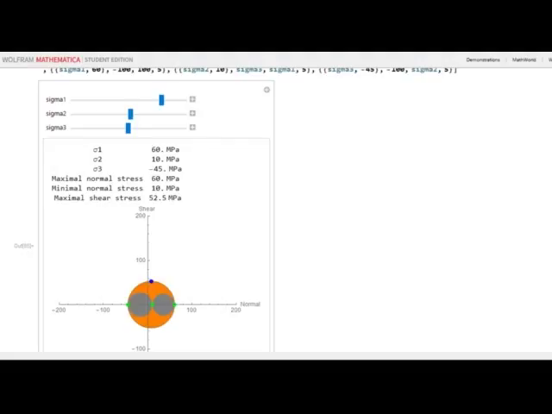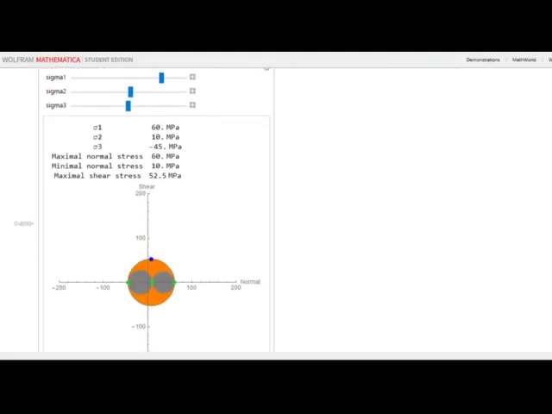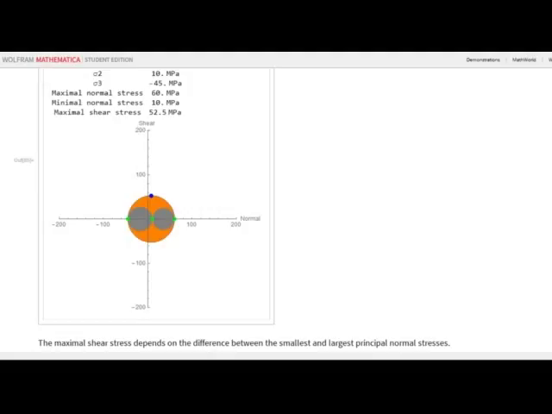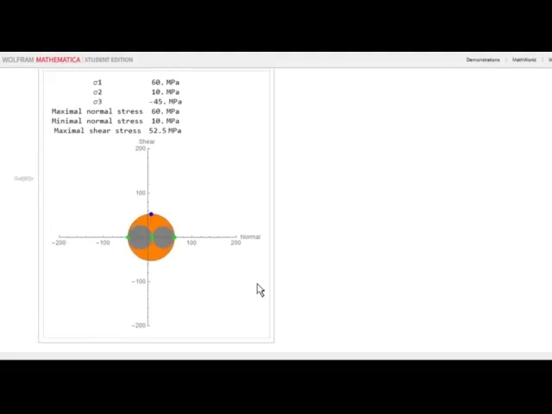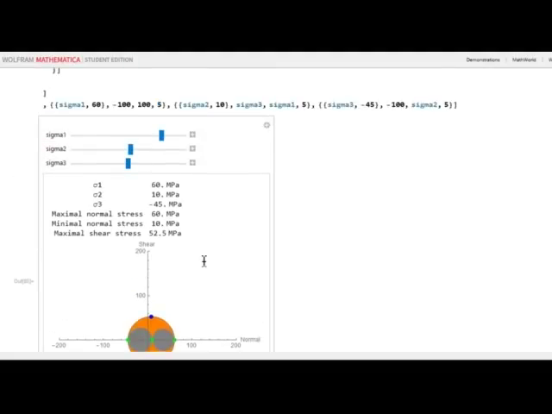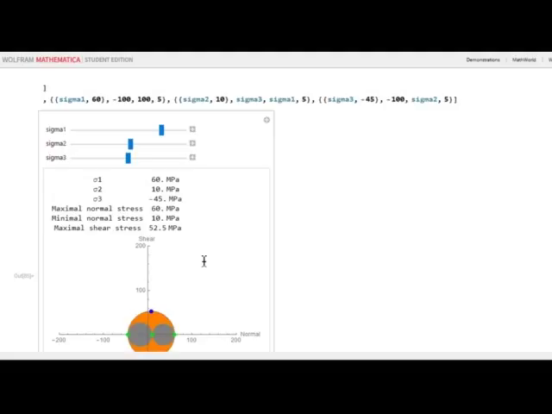Now the observation we can make here is that, first of all, the maximal shear stress only depends on the difference between the smallest and the largest principal stresses. So as you can see, if I move my sigma 2, which is the middle one, well, my maximal shear stress doesn't change at all.